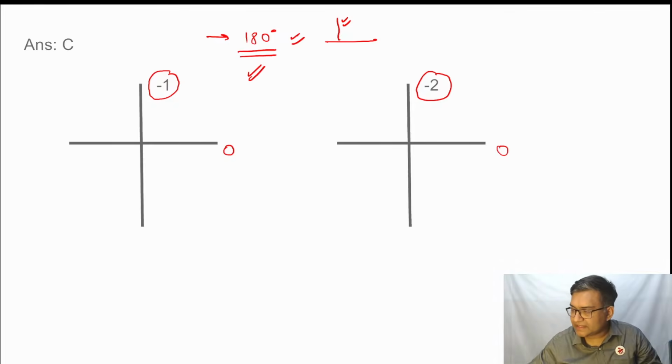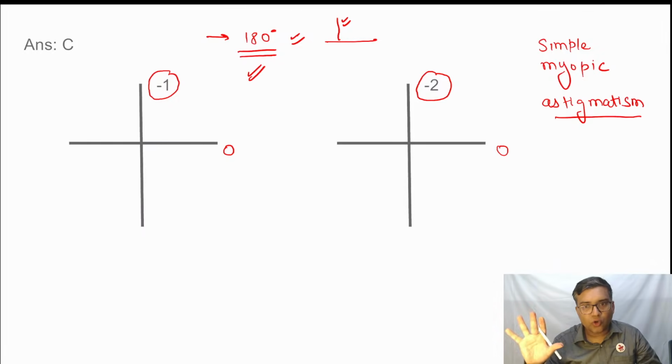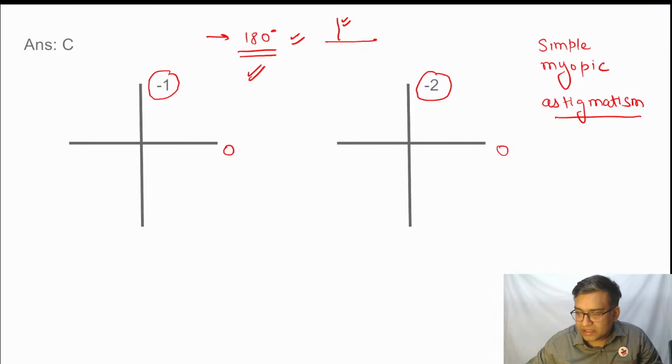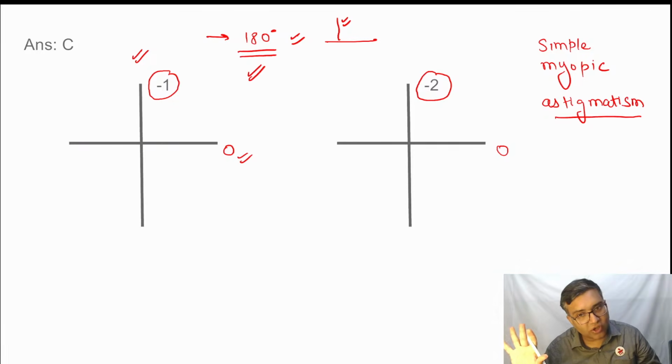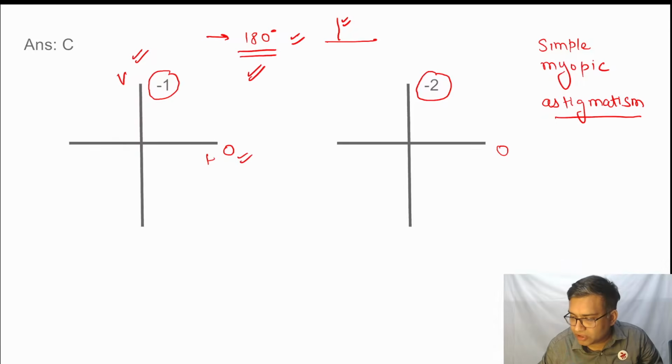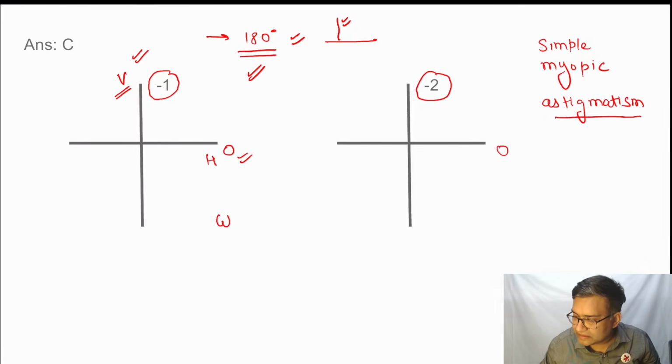What is happening here is that this is a simple myopic astigmatism. You have myopic power in the vertical meridian which is more than the horizontal meridian. This is my vertical meridian and this is my horizontal meridian. Is it clear? So you have more power in the vertical meridian as compared to the horizontal meridian, so this is basically with the rule astigmatism. You get my point?